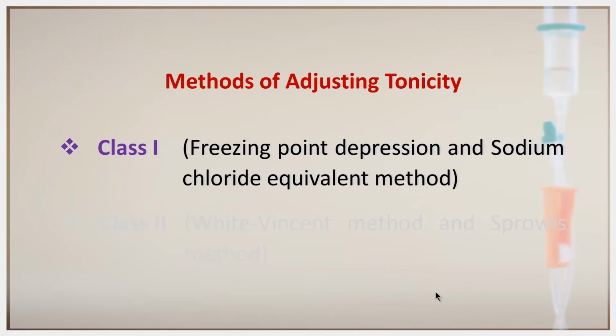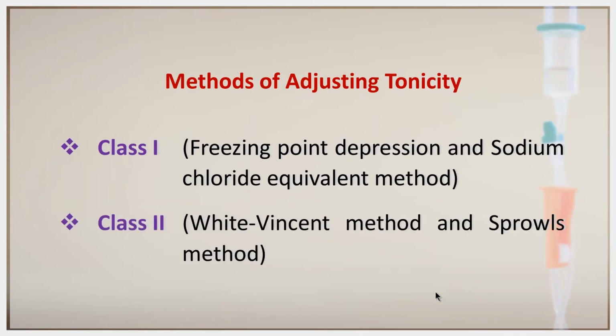Now, we will see different methods of adjusting isotonicity. There are two classes of methods. In class 1, we will be discussing freezing point depression and the sodium chloride equivalent method, and in class 2, we will be discussing the White-Vincent and Sprowls method, or we can also call it the modified White-Vincent method.